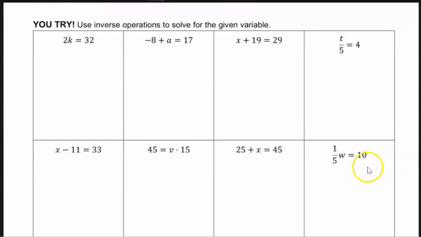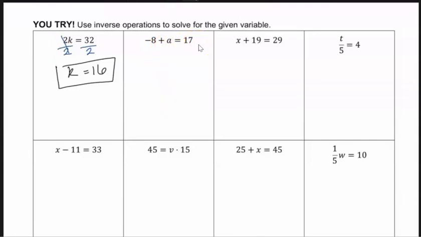So the first one, 2k, well, I said that when a number is next to a variable, that means to multiply. And the opposite of multiplying by 2 is dividing by 2. So I'm going to divide by 2 on both sides. My 2 divided by 2 will cancel out, or what really happens is 2 divided by 2 is just 1, so I'm left with 1k. 32 divided by 2 is 16. 1k equals 16. But like we said before, that is an implied one. 1k is the exact same thing as writing k by itself, so we solved this question. K equals 16.